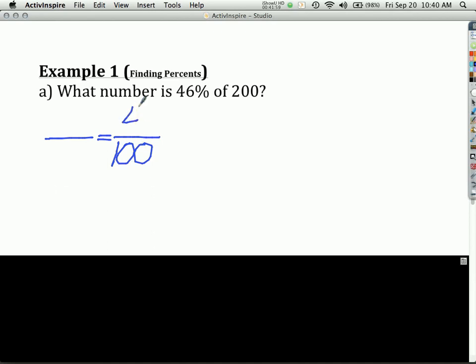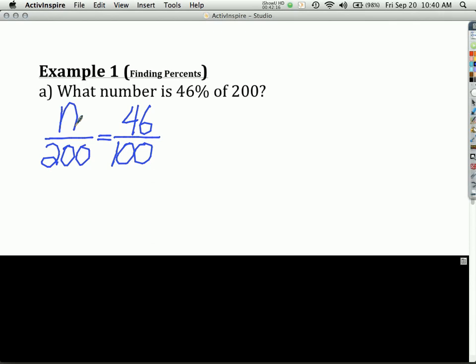46 goes over 100. Good. Perfect. 46 goes right there. Michaela? 200 goes in the bottom left. Bottom left. Very good. I got one spot left. Edgar? X goes in the top of the middle. Very good. N, X, whatever, it doesn't matter.